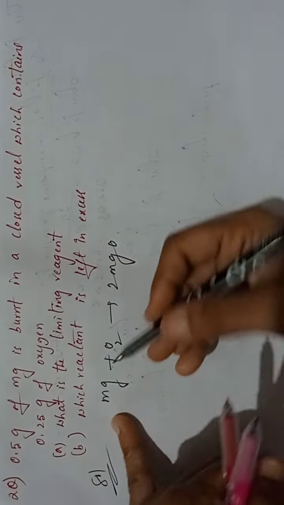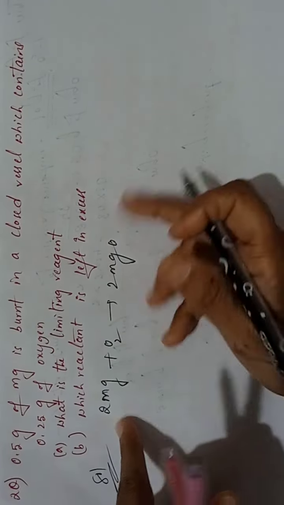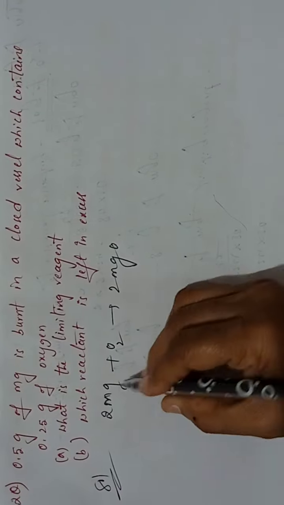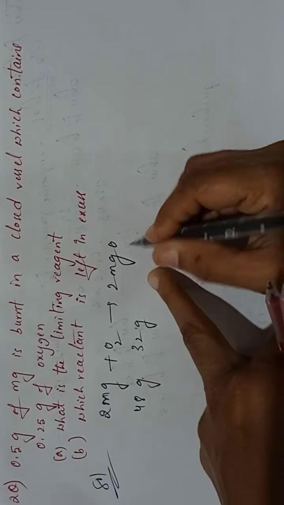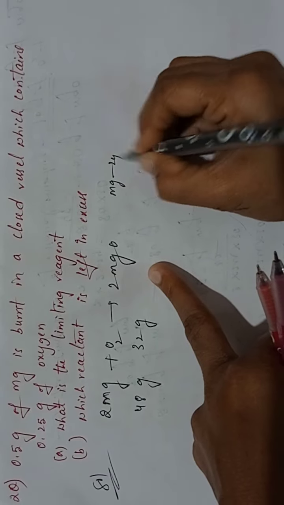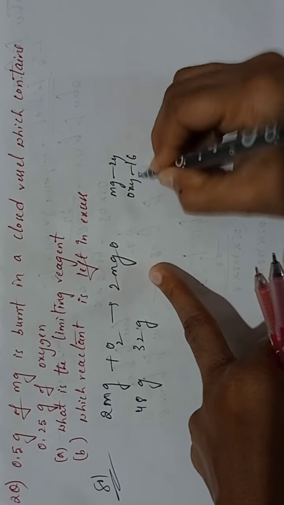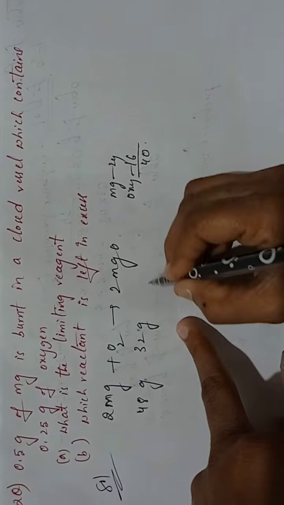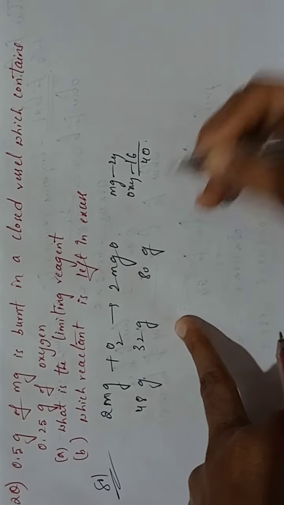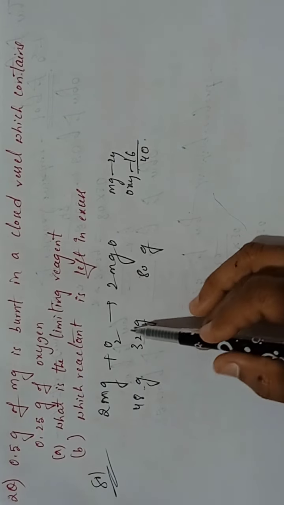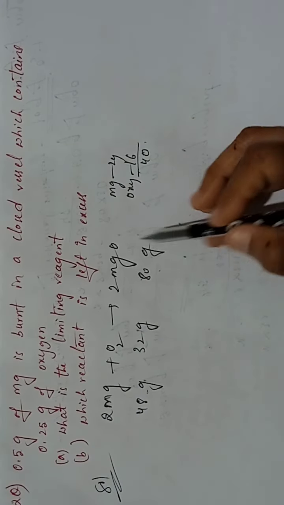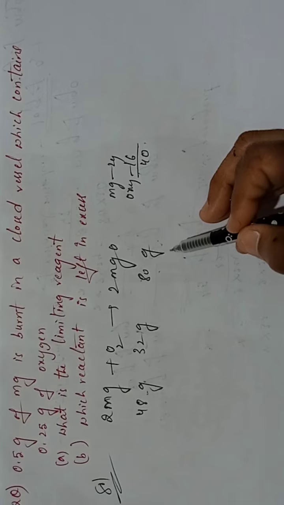Now balance this equation, students, 2 moles of Mg. Now the equation is balanced. 2 Mg means 48 grams, O2 means 32 grams, 2 MgO: magnesium 24, oxygen 16, total 40, here 2 moles, so 2 into 40, 80 grams of magnesium oxide. So 48 grams of magnesium combined with 32 grams of oxygen produces 80 grams of magnesium oxide, students.